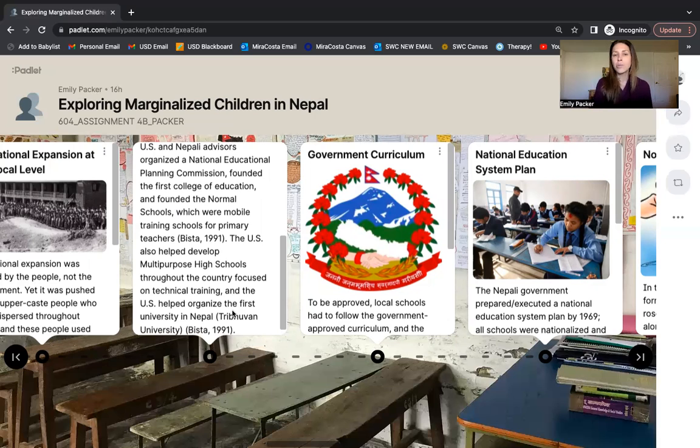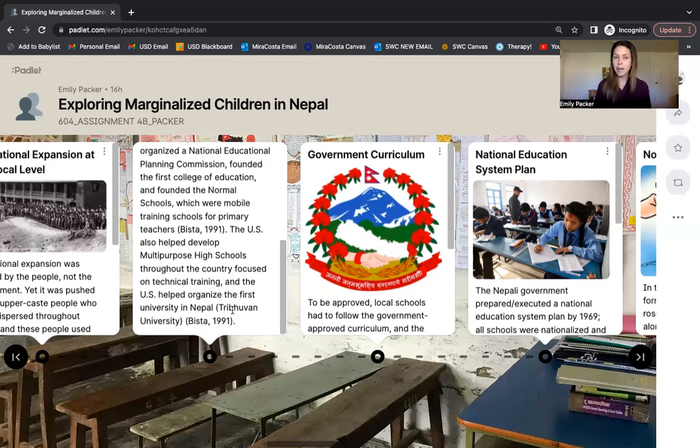They founded the normal schools, which were mobile training schools for primary teachers. The US also helped develop multi-purpose high schools that included some technical training, and helped organize the first university, different than the first college, the first university in Nepal, which is the Tribhuvan University, which is still standing today. I've driven by it a few times. It is beautiful. So I'd like to dig into this a little bit more about why the US came in and started helping at this time. But you can still see imprints of the US throughout the Nepali education system organizationally.